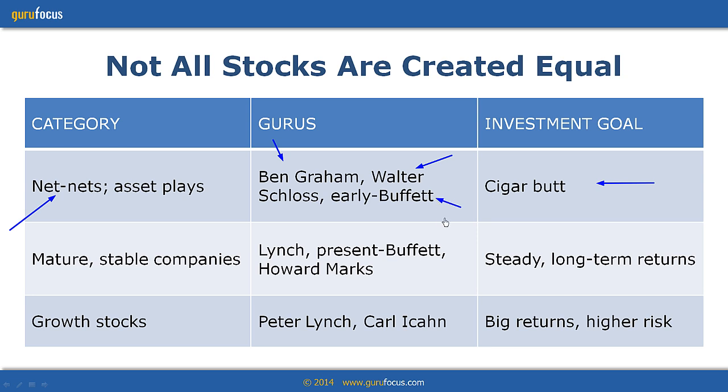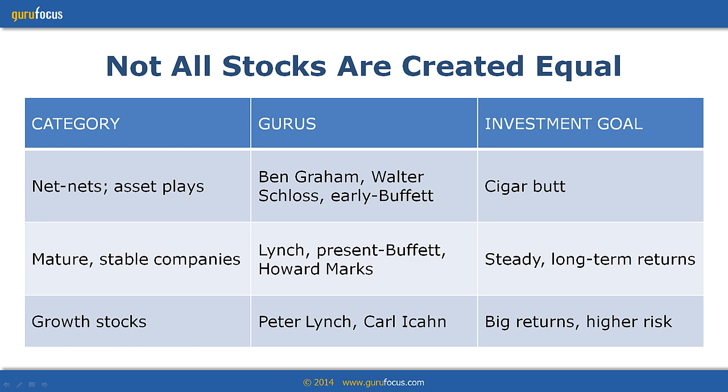I put early Buffett there because his investment philosophy has really changed over the last 20 or 30 years. But when he began in the 60s and 70s, this is what he was doing primarily. Now, secondly, when you're talking about mature, stable companies, okay, this is like Dow 30 caliber stocks. We're talking Walgreens, Procter & Gamble, Coca-Cola, big, huge, multi-billion-dollar enterprises that don't double and triple in a year, but they're great long-term holds, primarily found in traditional mutual funds.